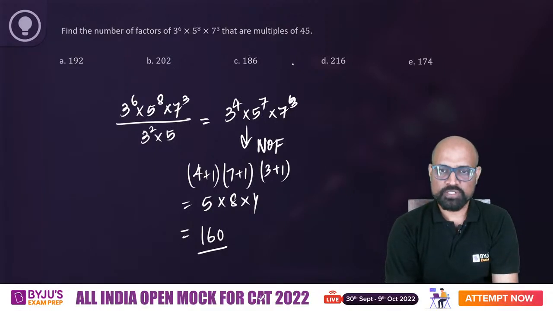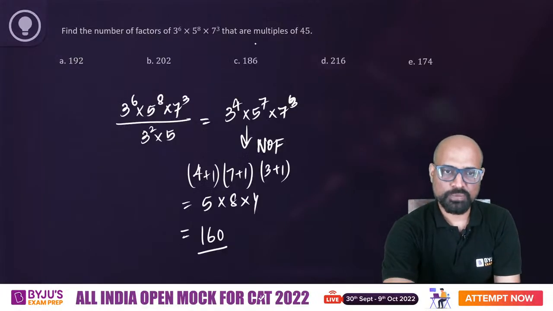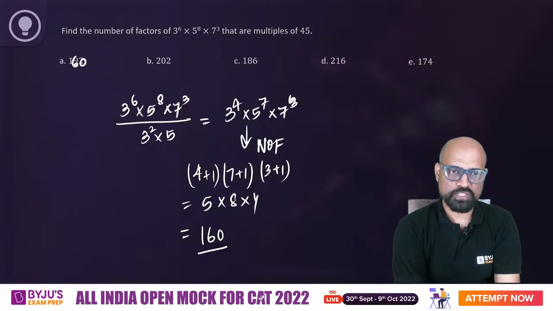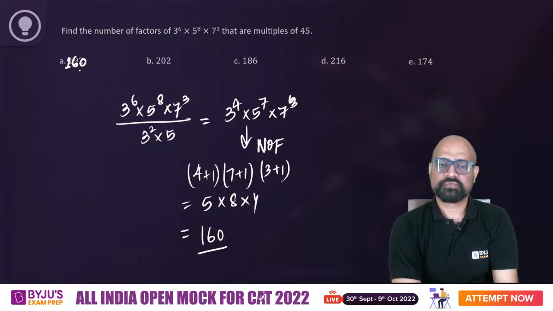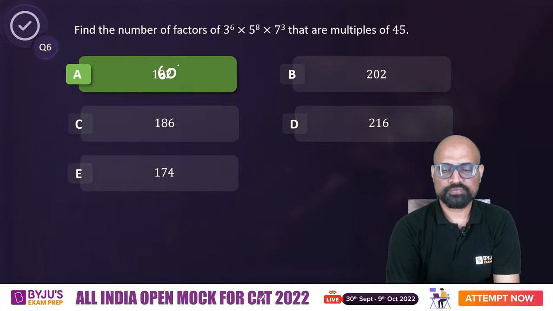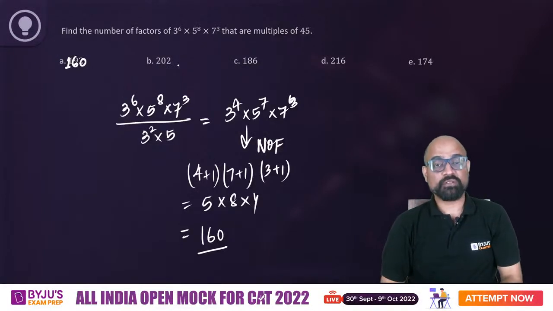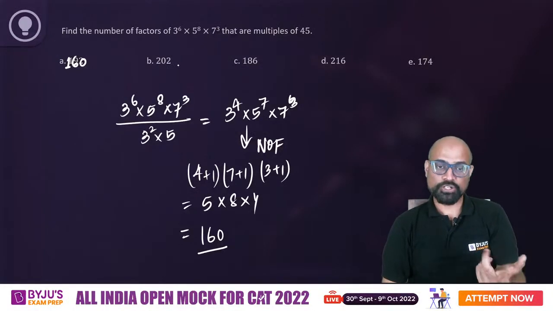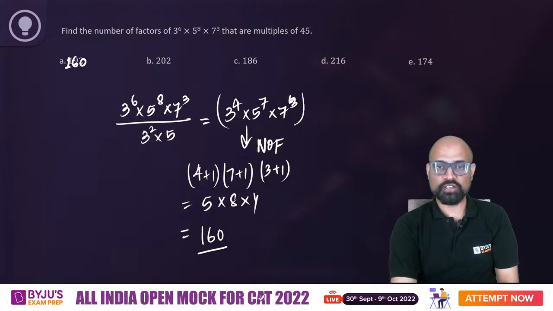So there is a typo someplace. So which option have they given? So let's change this to 160. Let's take 160 for this. Okay. You divide the given number by the number whose multiple you are finding. You will get a smaller number. You find the number of factors of that. This is the way.